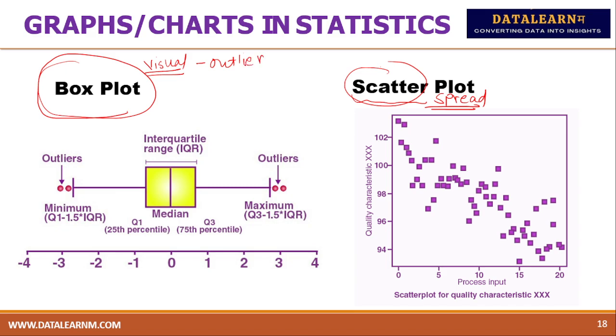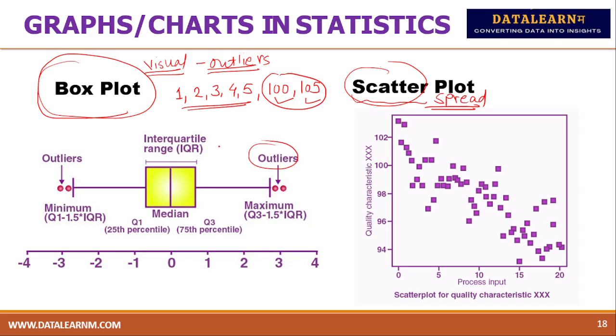There is one term called outliers. Simply you need to understand what is meant by an outlier. An outlier is nothing but observations that are away from a given range. Suppose 1, 2, 3, 4, 5 is there, and there is one observation that is 100, another 105. Obviously these two are away from the given range. Most of the observations are around 3, and 100 and 105 are away from this range. Those observations we call outliers.